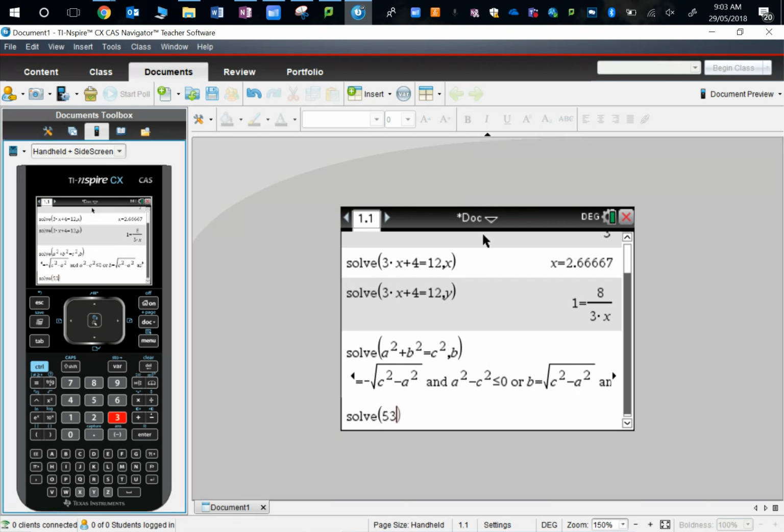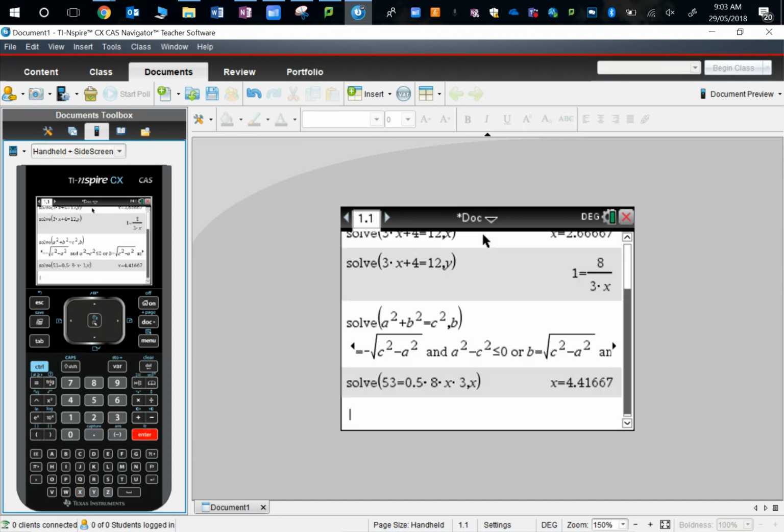53 equals 0.5 times 8 times X times 3. So I'm saying the volume equals half of the base times the height of the prism. And what am I actually going to solve for? What am I looking for? The answer. What am I asked? X. Okay, so comma X, and it'll give me an answer of 4.41.